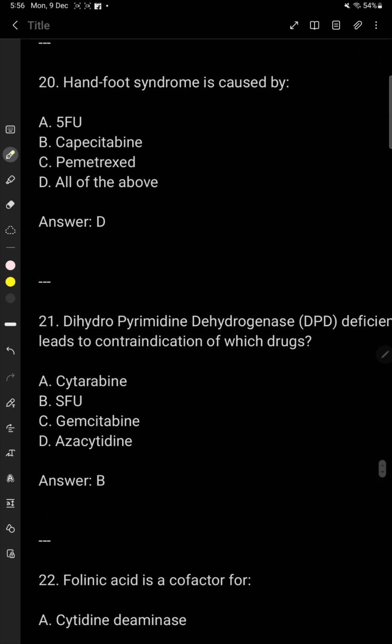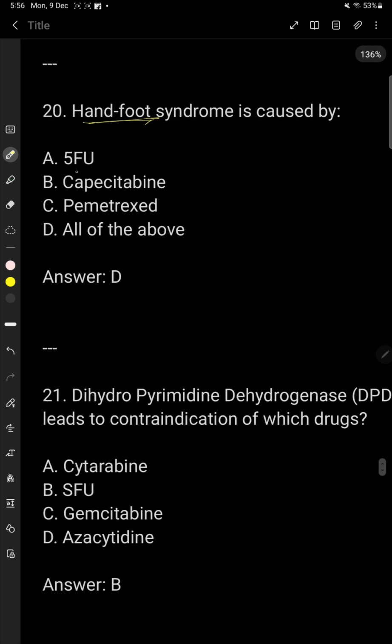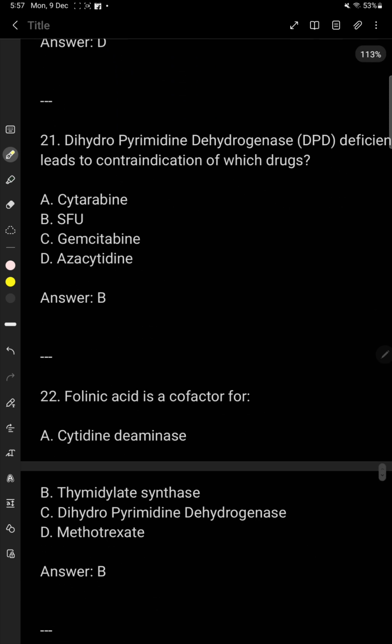In hand-foot syndrome there will be swelling, redness, and itching in the hand and foot due to capillary damage. Hand-foot syndrome is caused by 5-fluorouracil, capecitabine, and pemetrexed. 5-fluorouracil and capecitabine are pyrimidine analogues, and pemetrexed is a folate analog, and all these three drugs cause hand-foot syndrome.